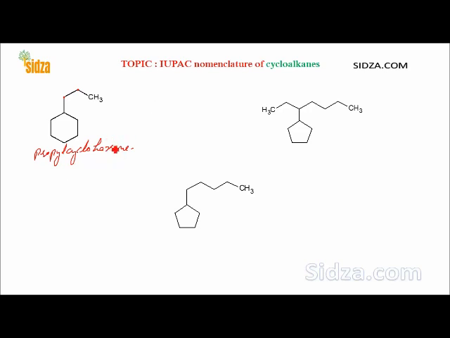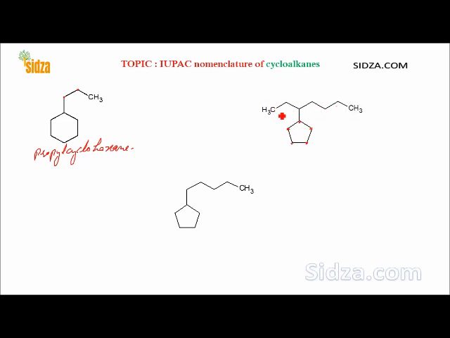Okay, but if in an alkyl group the number of carbon atoms is more than the number of carbon atoms as you find in the ring, suppose here in the ring we have only 5 carbon atoms, and in the alkyl group there are more than 5 carbon atoms. When the number of carbon atoms is more than 5, so we take this cycloalkane as a substituent group. So therefore the name will be, now we'll start the numbering to this alkyl chain.